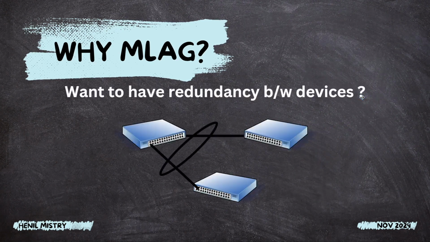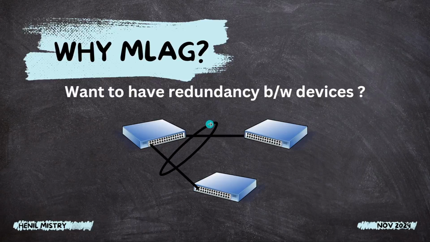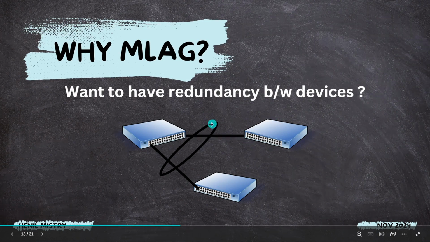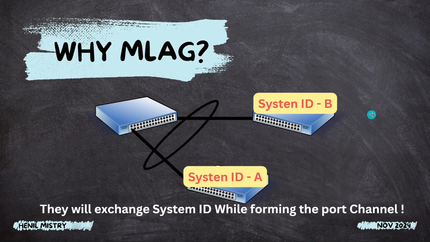For that purpose, we thought we could include two links that go to different devices, and form a port channel over there. That way we can introduce more redundancy. Let's say one of these devices goes down, then the other device will proceed in the same way, because this is the one link. But there was one catch. What is that?